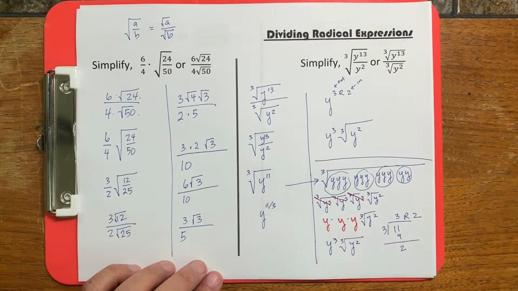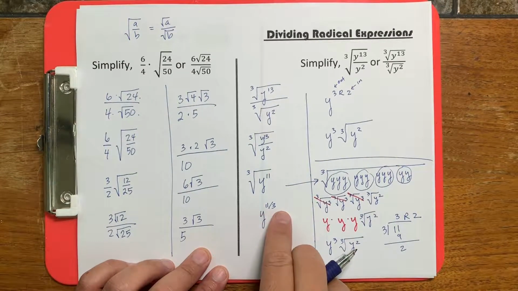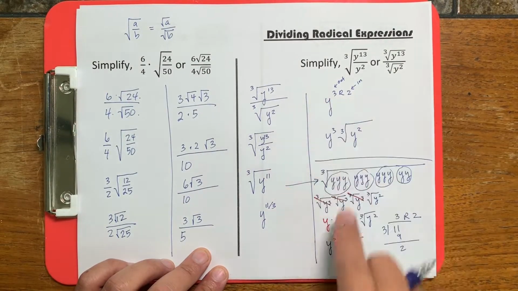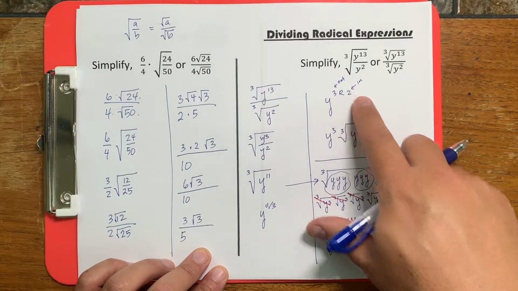Now, this is messy. What I would rather do is just divide 11 by 3, and then this number will tell me how many y's I can pull out, because I have 3 of these, and how many remain on the inside.